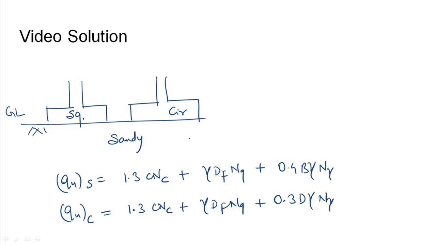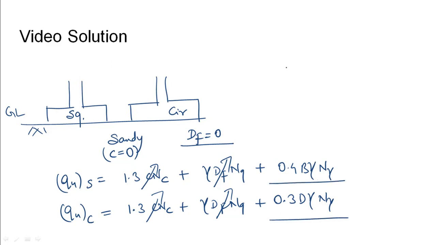So here we can see that the depth of the footing is 0 for both, because both of the footings are resting on the ground level itself. They have not penetrated the ground. So Df would be 0 for both the cases. Since the soil is sandy in nature and is cohesionless, C will be 0. So the first term also becomes 0. So we will be only left with the third terms.